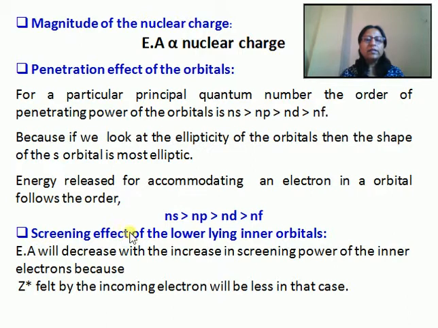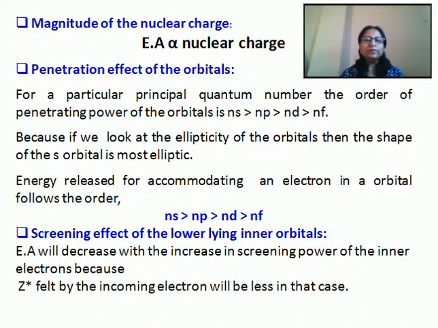Another factor is the screening effect of the lower lying inner orbitals. What is the dependence of screening effect with nuclear charge? If the screening is more, then the effective nuclear charge will be less. And as we know, electron affinity is directly proportional to nuclear charge. So if Z star is less, the atom will not effectively attract the electrons we add from outside, and the electron affinity value will be less. If Z star is more, electron affinity will be more. So this is the relation of the screening effect of lower lying inner orbitals with the electron affinity value of an atom.